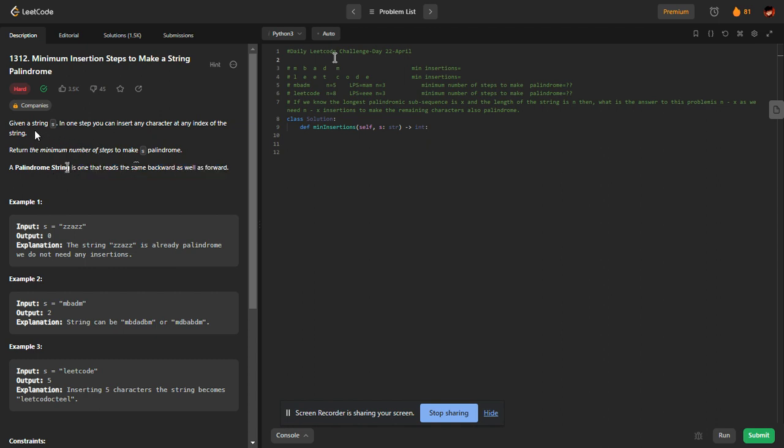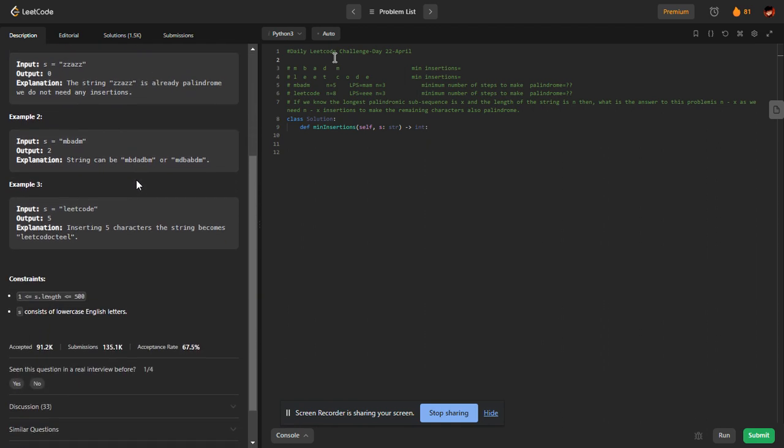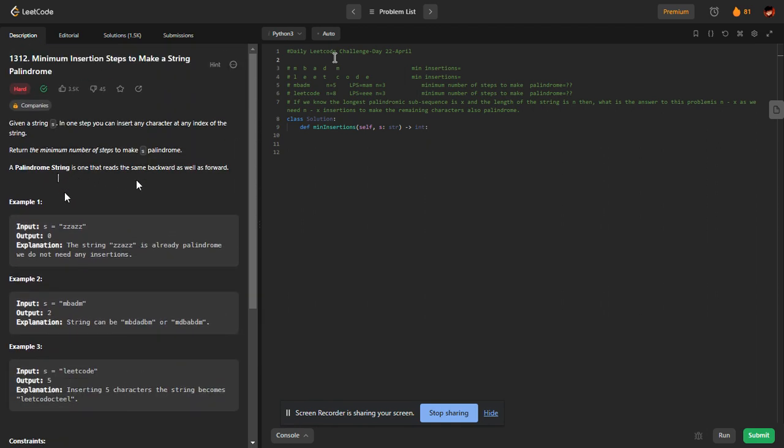Now, in this question, the ask is we are given a string S. In one step, we can insert any character at any index of the string. Return the minimum number of steps to make S a palindrome. Let us see some examples quickly, and then it will be easy to understand.